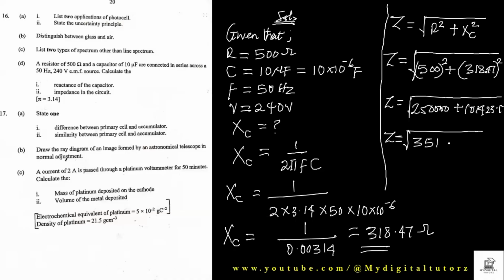So you find the square root of the answer. Square root of 351,423.1409 will give us 593.062 ohms. I hope this is understood.